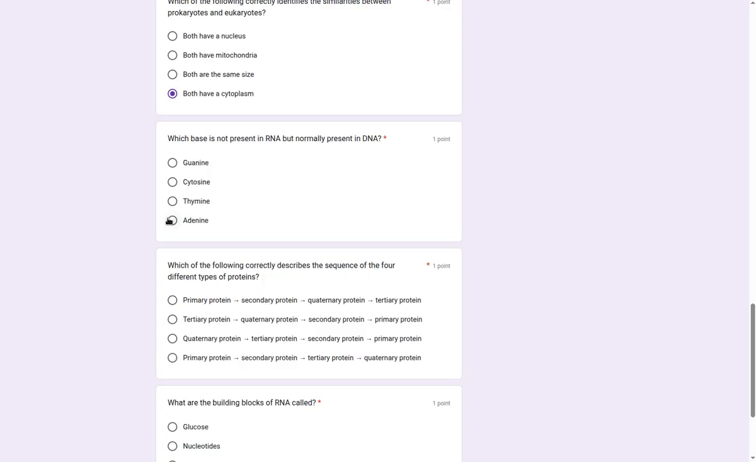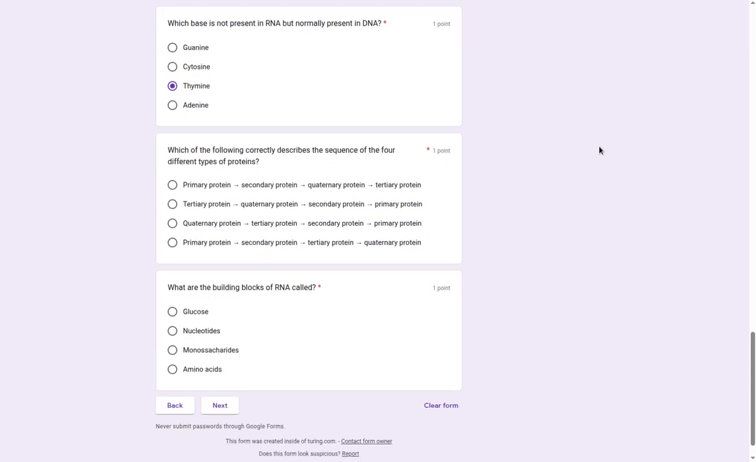Which base is not present in RNA? I think that's thymine. Which of the following correctly describes the sequence of four different types of protein structure? I think primary, secondary, tertiary, quaternary. What are the building blocks of RNA called? I think nucleotides.